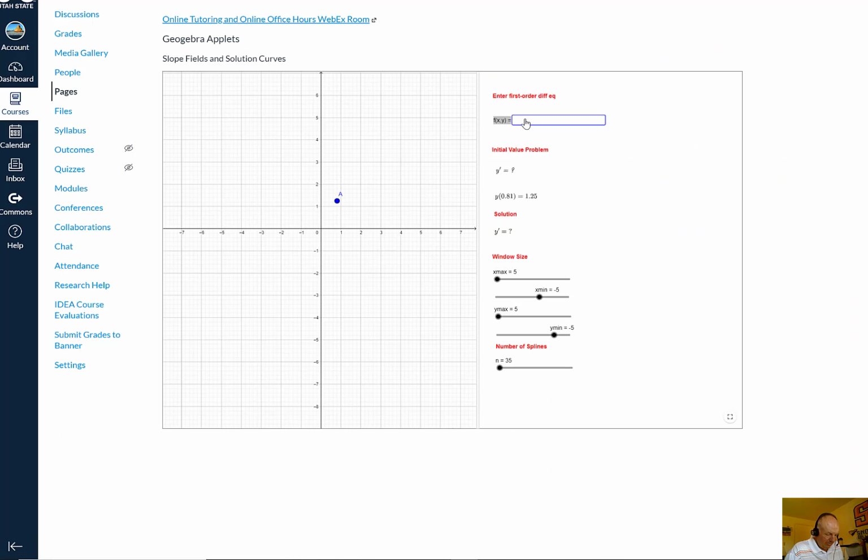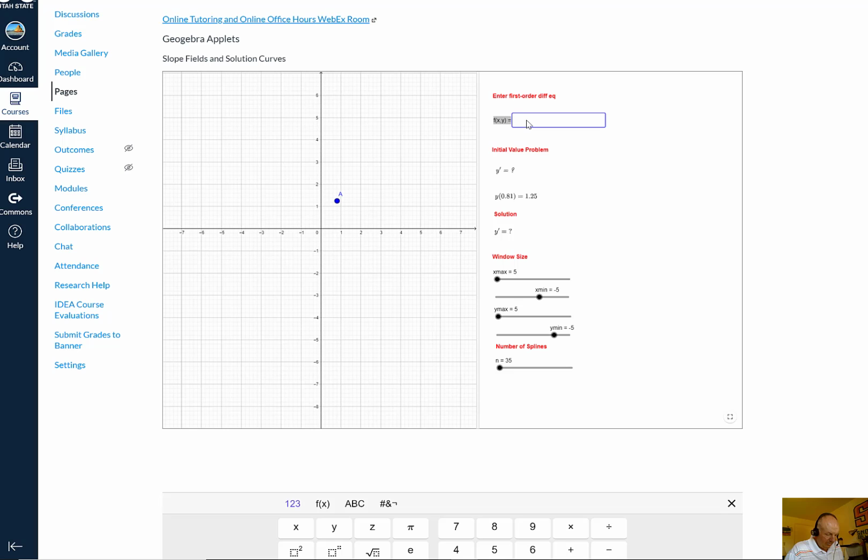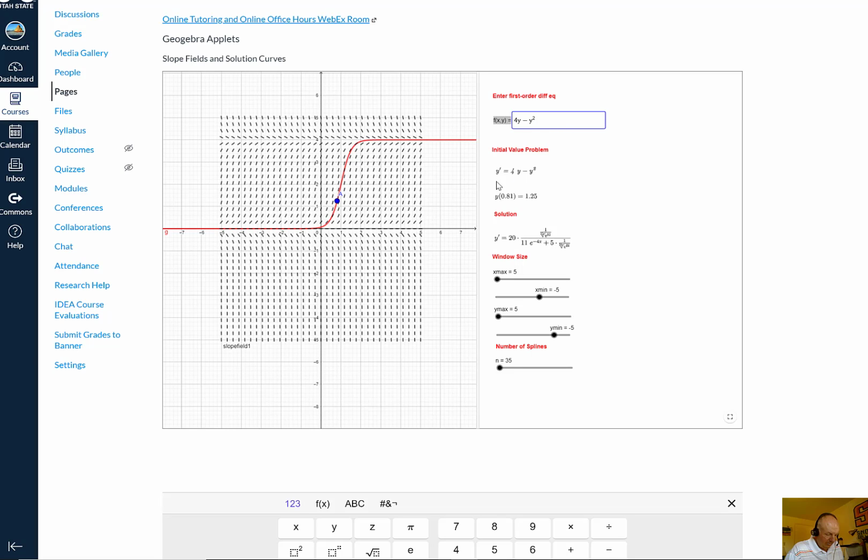So 4y minus y squared, and if we hit enter, you can double check, y prime equals 4y minus y squared. Right now it's set up to find the solution that has this initial condition that goes through the point 0.81, 1.25. That doesn't matter. What we're looking at is the slope field, right?